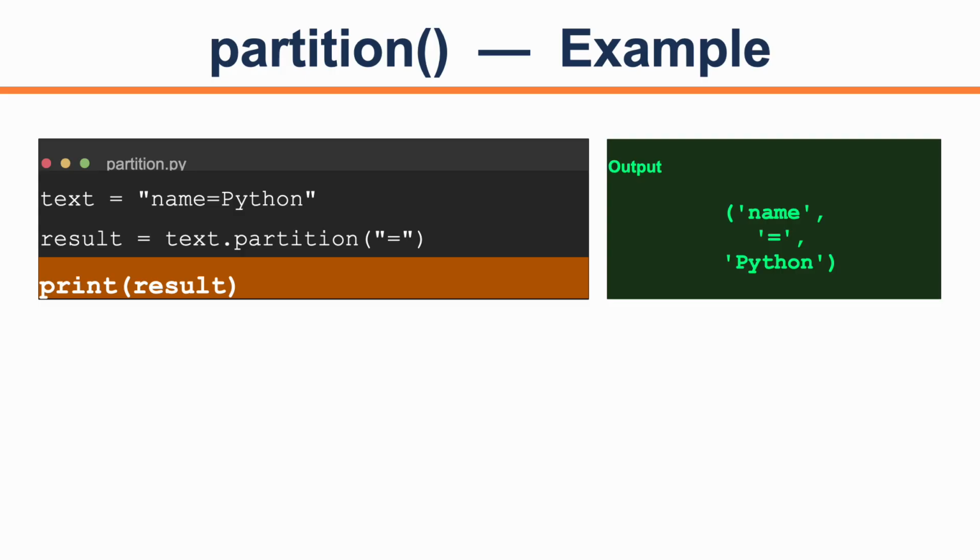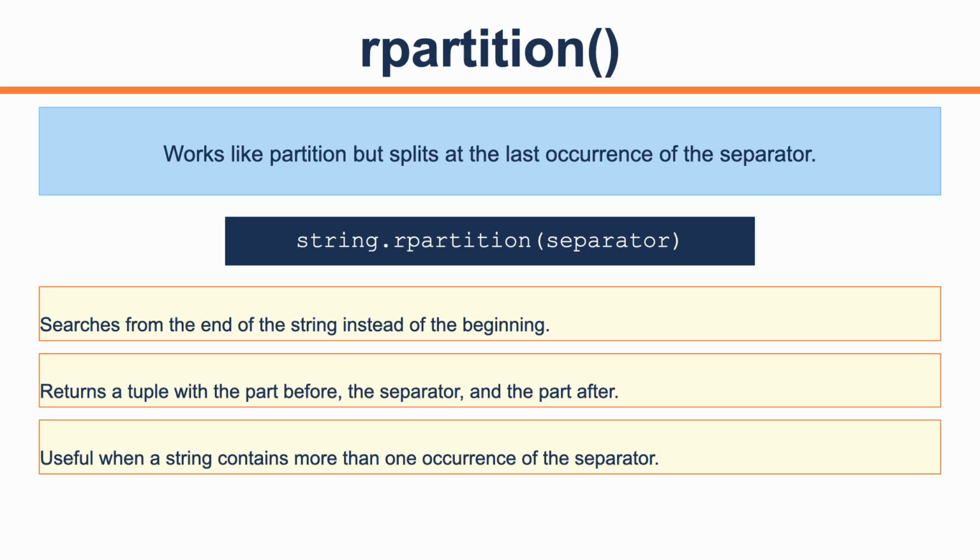Calling partition with the equal sign as the separator returns a tuple with three parts: name, the equal sign, and Python. The rpartition method works like partition but searches from the end of the string. It splits a string into exactly three parts using the last occurrence of the separator. It returns a tuple with the part before, the separator, and the part after.